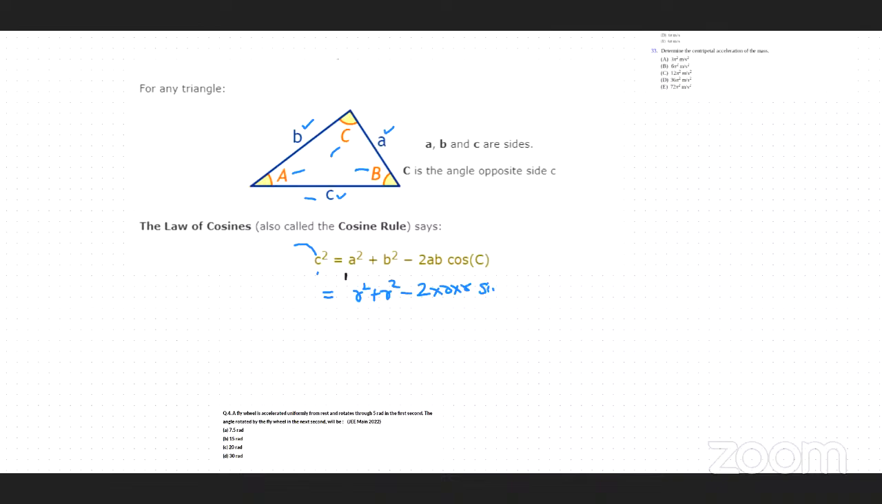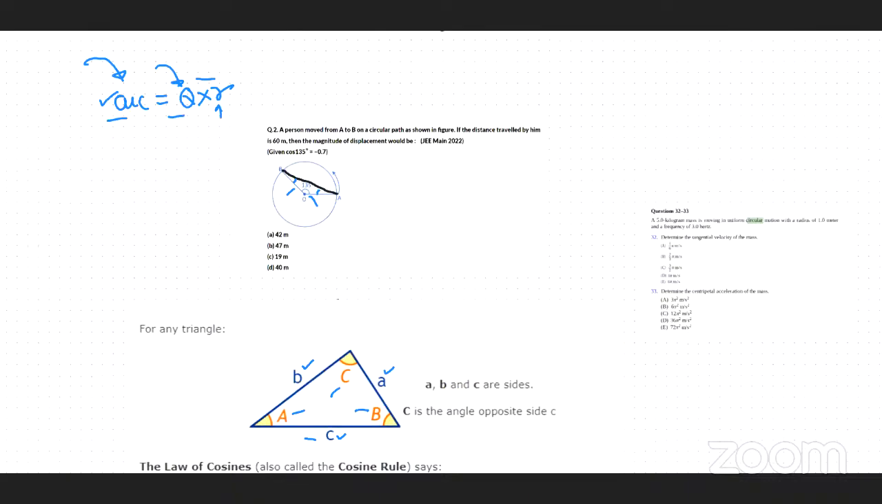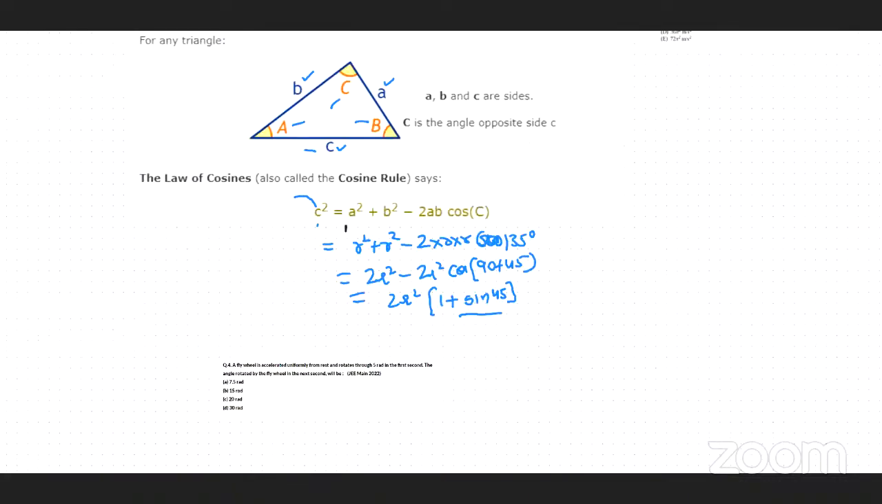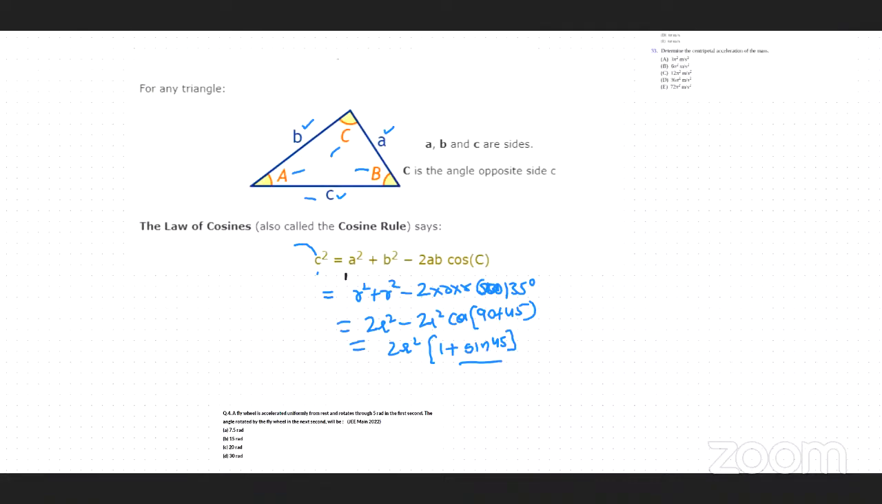Cos of 135. So 2r square minus 2r square cos of 90 plus 45. Sine 45 is 1 by root 2. Radius is also known to you now. समझ आ गया? ये law of cosine is a very important property for you. And this law is applicable to all.